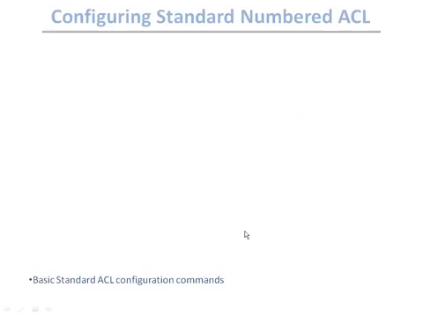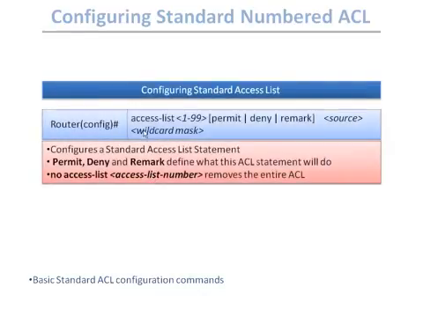Okay, now that we saw how we can use access lists and how exactly access lists work, let's learn how to configure access lists. We'll start with the standard access list. To configure a standard access list, you have to go into global configuration mode and type access-list, then a number between 1 and 99, because remember, when we're configuring a numbered access list, and that access list is a standard access list, we have to use a number between 1 and 99.